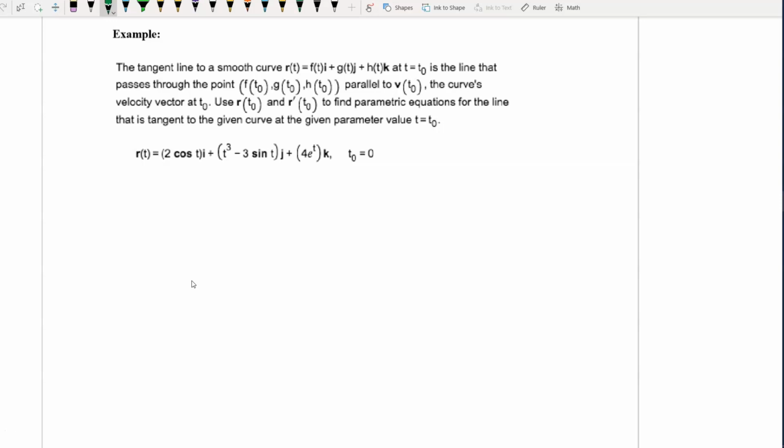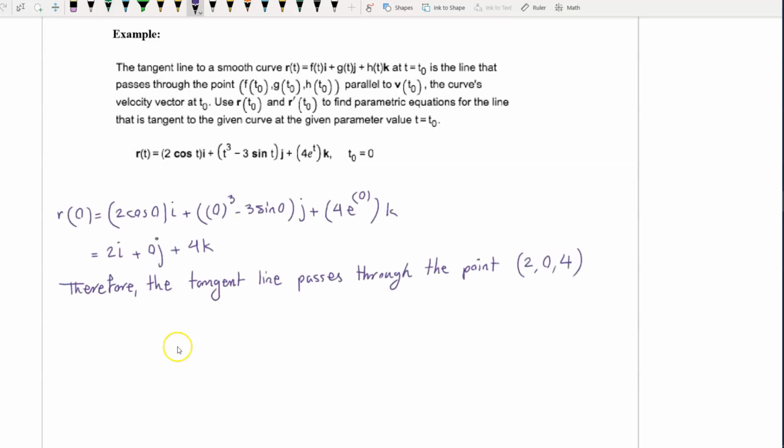So what we have here for r(t) is equal to 2 cosine t i plus (t cubed minus 3 sine t) j plus 4 e to the power t k, and t naught is 0. First find the position of the particle at t naught equal to 0. So here we have r(0) that is equal to 2 cosine 0 i plus (0 cubed minus 3 sine 0) j plus 4 e to the power 0 k.